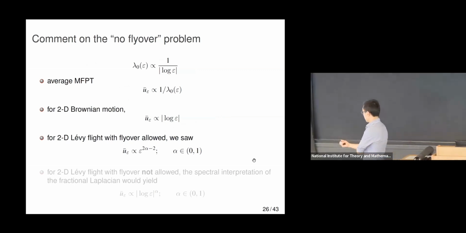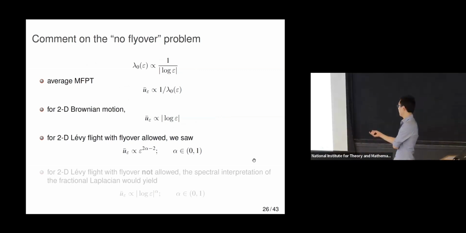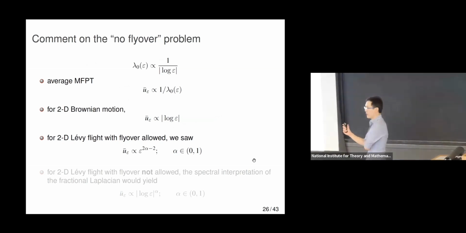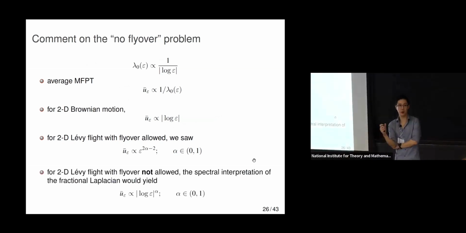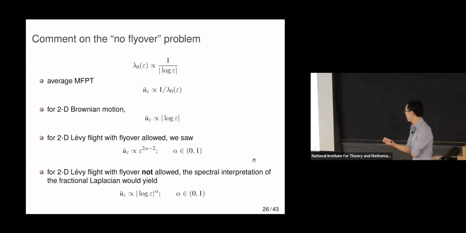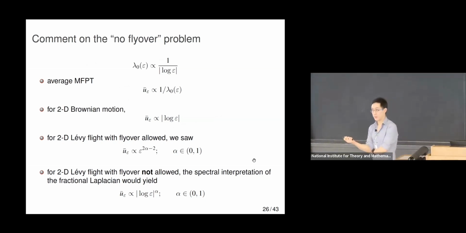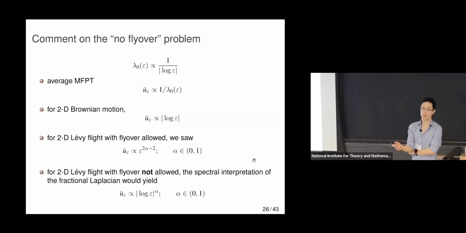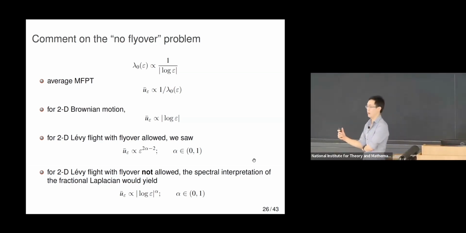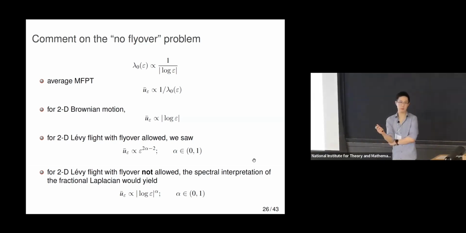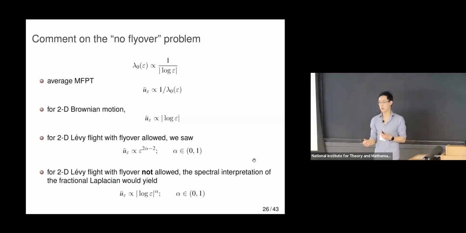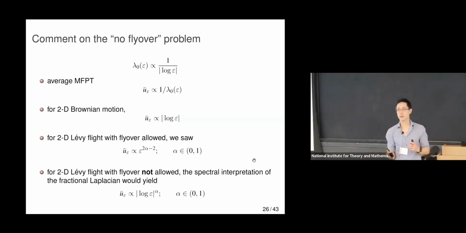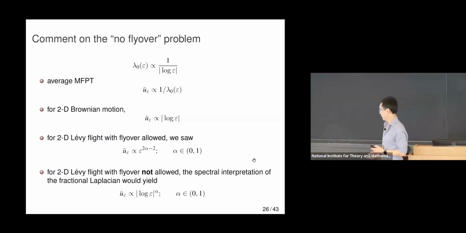What I derived earlier with flyover allowed, that was this algebraic blow up in epsilon. But if you do what they do, no flyovers allowed, and you take the spectral interpretation of the Laplacian, then of course you get this. It's actually much smaller than Brownian motion. So it turns out, if what they say is true, and I have no reason to doubt them, the flyover actually makes a huge difference in terms of what's happening.